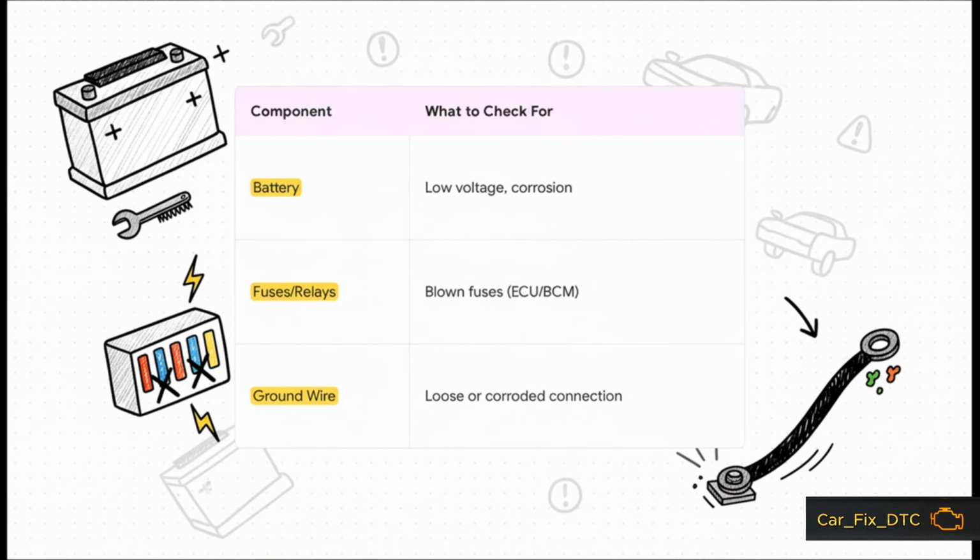Okay, step one is all about power. Start with your battery. Is it fully charged? Are the terminals clean and tight? Then check your fuse box. Look for any fuse related to the BCM or other computer modules, and make sure none of them are blown. And finally, trace the main ground wire to make sure it has a solid, corrosion-free connection to the car's frame.